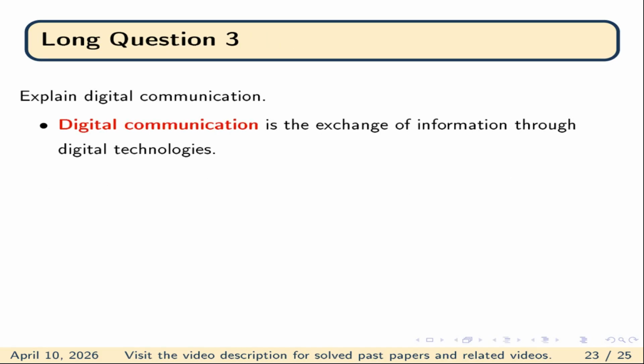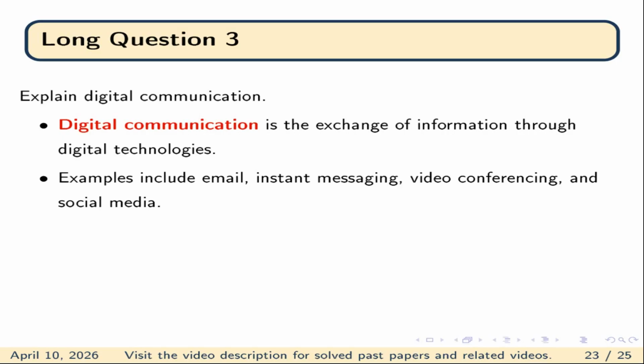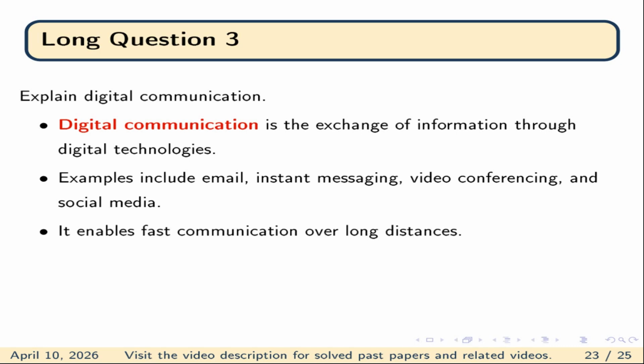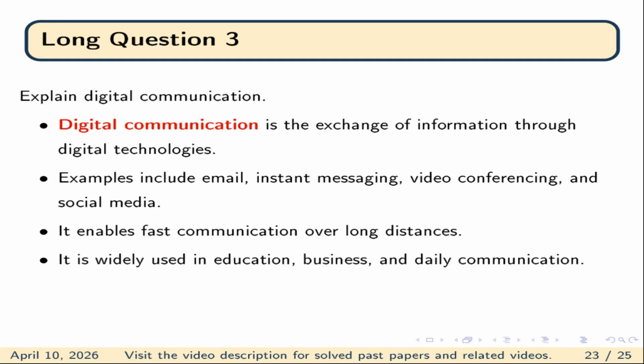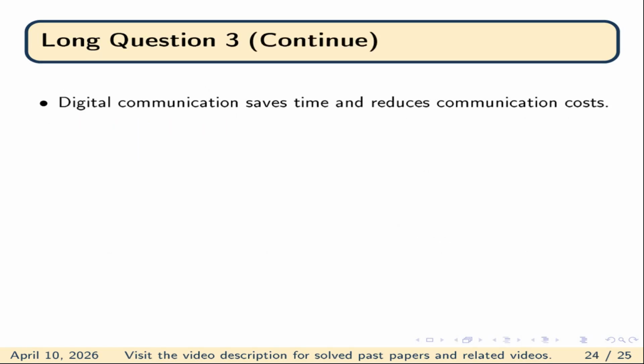Explain digital communication. Digital communication is the exchange of information through digital technologies. Examples include email, instant messaging, video conferencing, and social media. It enables fast communication over long distances. It is widely used in education, business, and daily communication. Digital communication saves time and reduces communication costs.